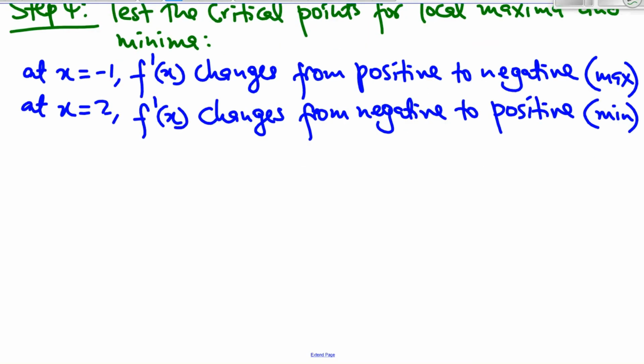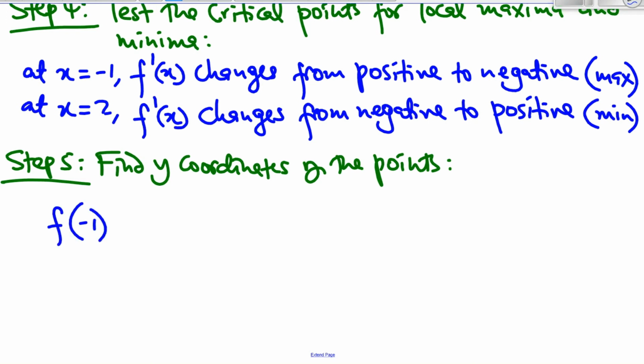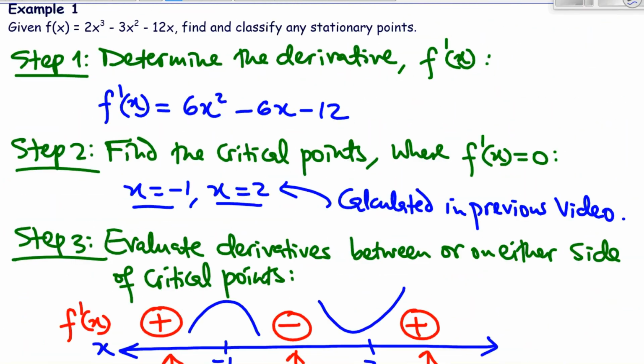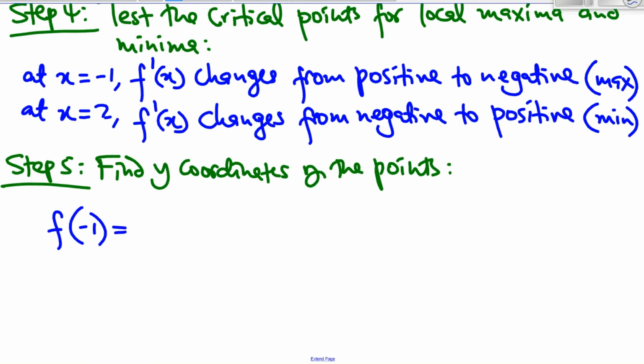So what will be step 5? Step 5 is to find the y values. So we need to find the y coordinates of the points. So the y coordinates, which means the y values, so we need to find f of -1. So you plug -1 in the original function, okay? And f of -1 will be 7, which means that (-1, 7) is the maximum point.